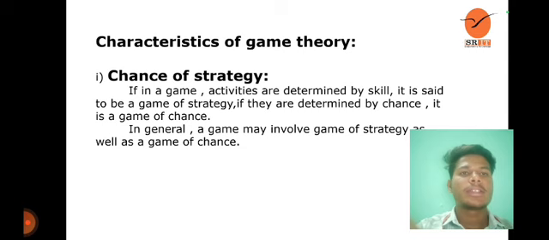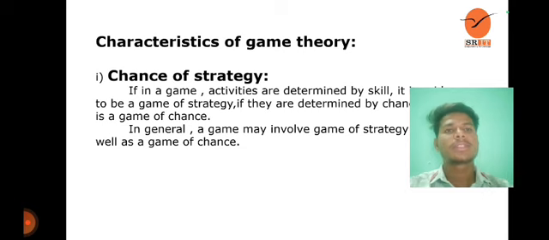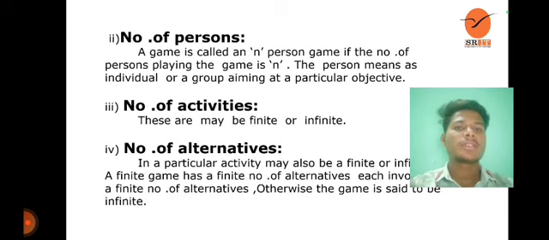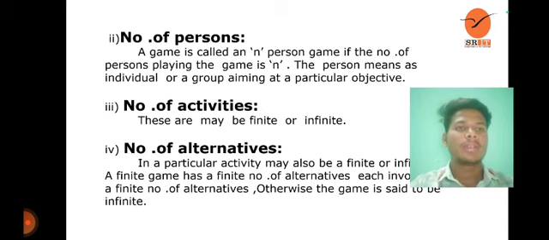Chance of strategy. If in a game activities are determined by skill, it is said to be a game of strategy. If they are determined by chance, it is a game of chance. In general, a game may involve a game of strategy as well as a game of chance. The next slide goes to number of persons. A game is called an n-person game if the number of persons playing the game is n. A person means an individual or a group aiming at a particular objective.